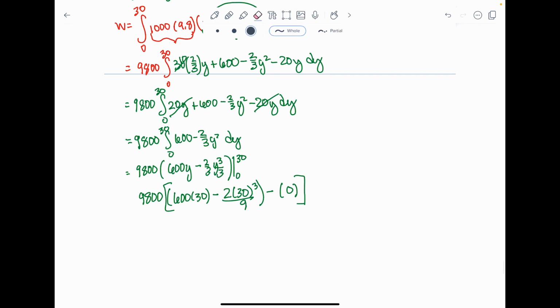And so instead of going through the whole mess, simplifying this and everything, I know I'm just going to plug this into a calculator. It's going to be a huge number. It's going to go into scientific notation. So I'm going to go ahead and plug it in the calculator, and I get 1.18 times 10 to the 8th. And force is in newtons.